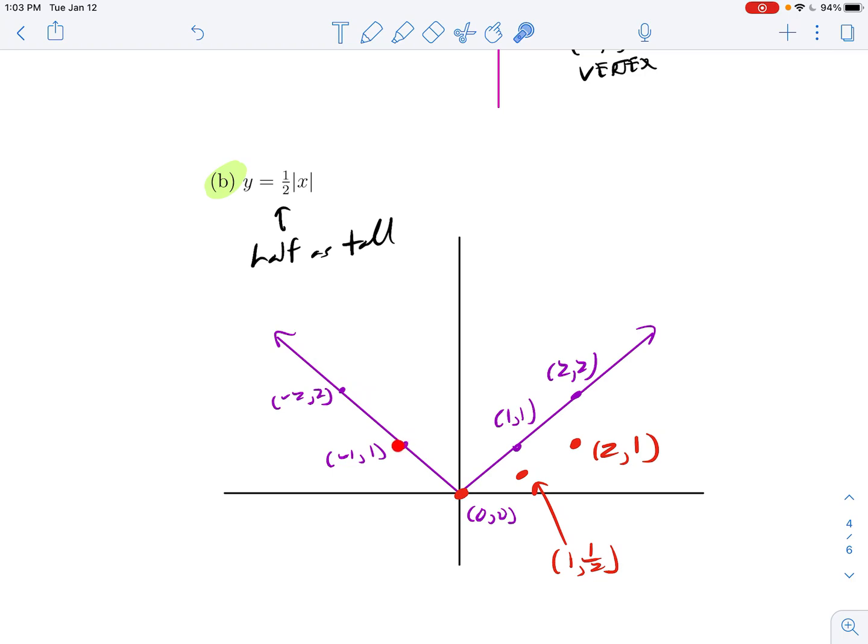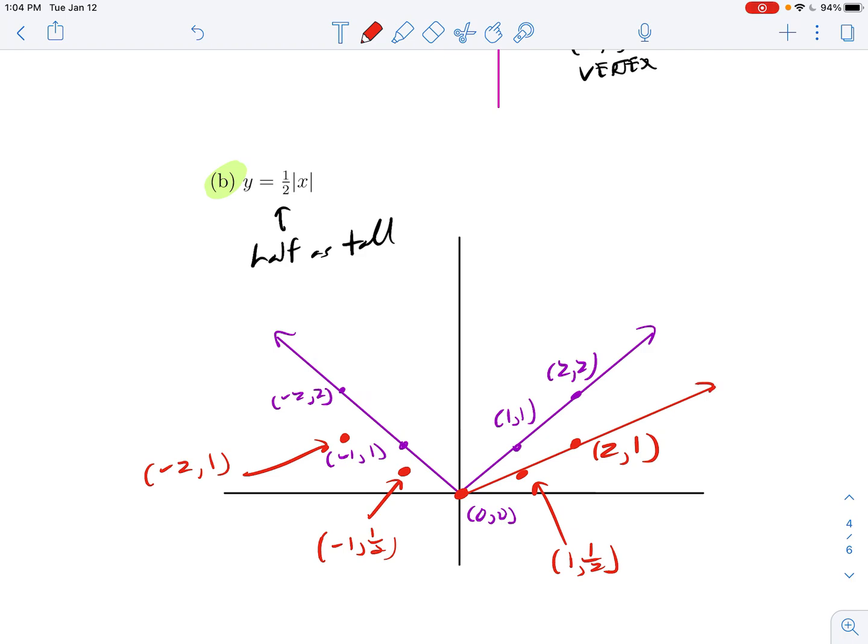Over here, it's a mirror image. I had a point here where x is negative 1 and y is 1. I'm going to go half as tall. The x coordinate is the same, but the y coordinate is half as much. Over here, same thing. The x coordinate is the same, but the y coordinate is half as much. So this point is at negative 1, 1/2. This point is at negative 2, 1. Don't feel like you have to label everything. It's more important to understand overall how this is changing.